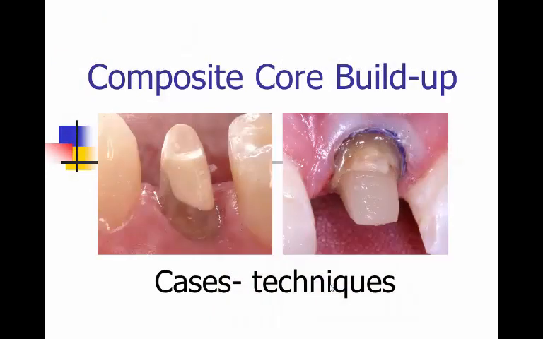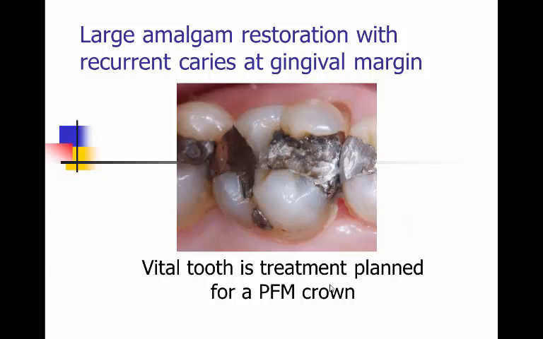So let's take a look at some basic cases of using different color composite materials, why they were used, and how we're retaining that composite within the tooth. For this tooth, we have a large amalgam restoration with recurrent decay at the gingival margin. We can poke into the margin with an explorer. It's obvious on the radiograph. It's a vital tooth and its treatment plan is a porcelain fused to metal crown.